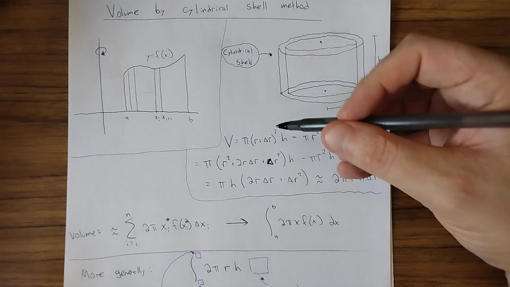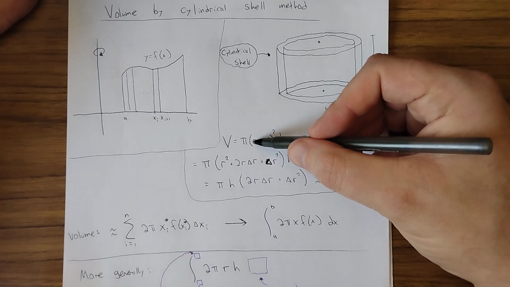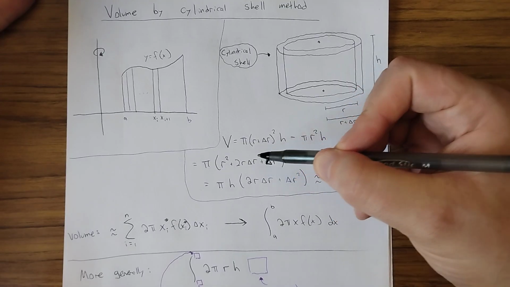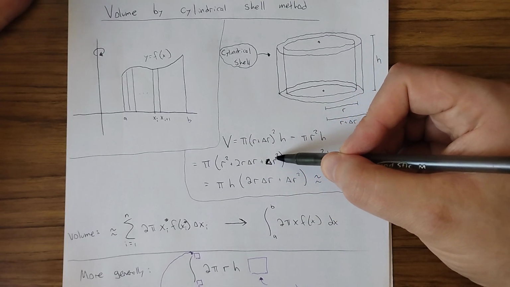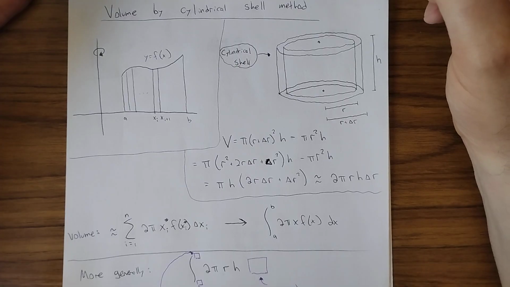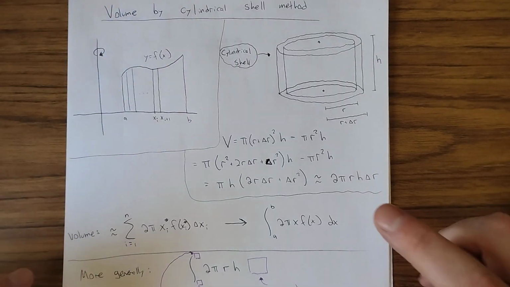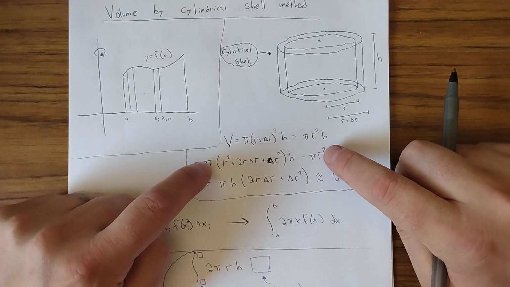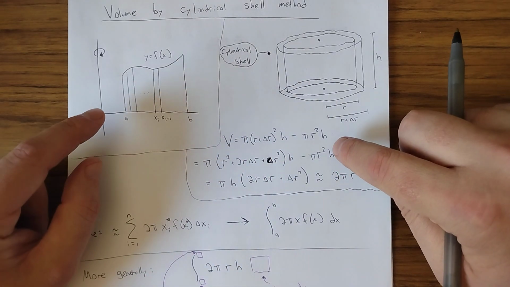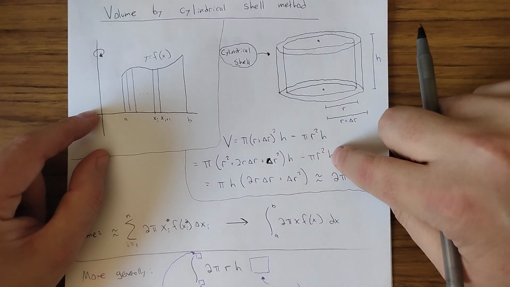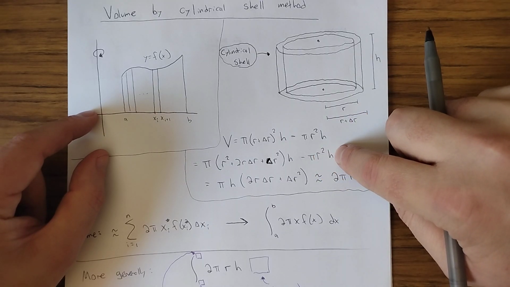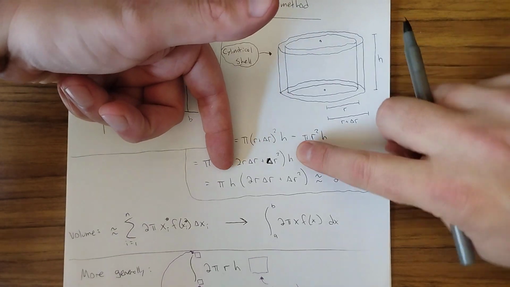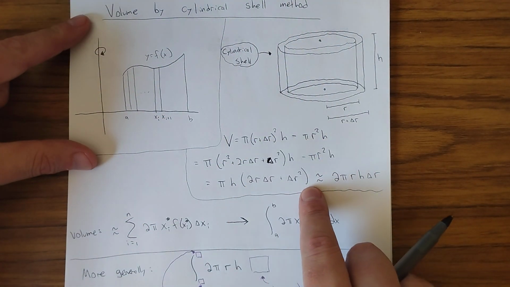Okay, so then we do some algebra. I square this out. This is r squared plus 2r delta r plus delta r squared. So I square that out, and then I just cancel something, because this has a pi r squared h, and this also has a pi r squared h. So basically this goes away and this goes away, and I'm left with this.